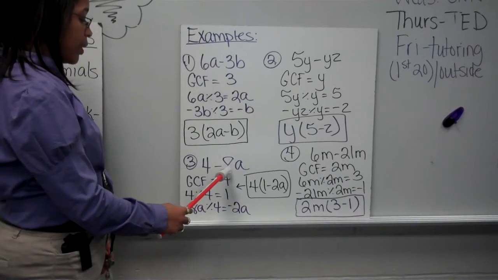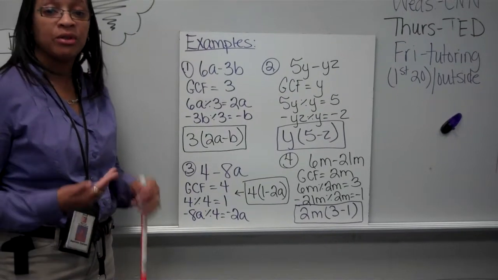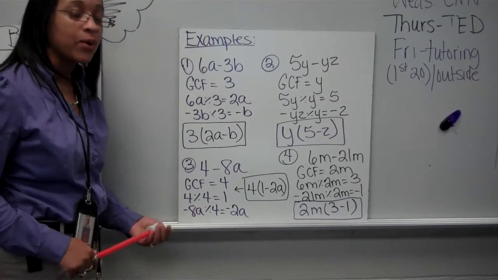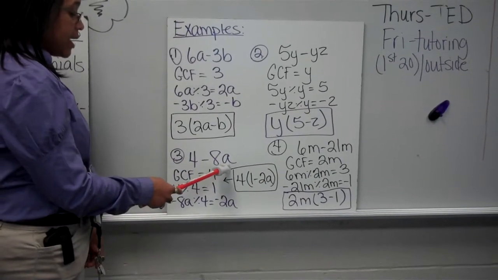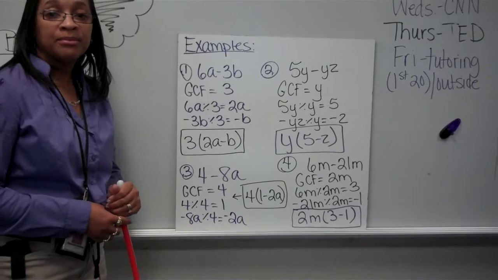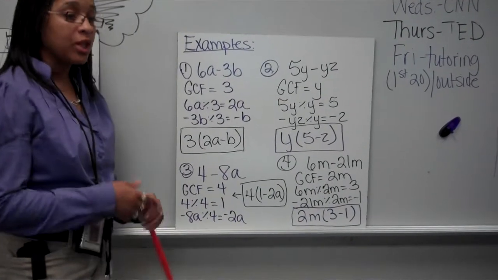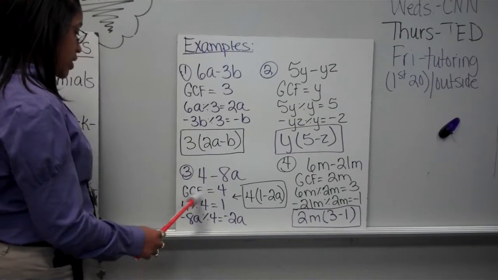What number do 4 and 8 have in common? Well, the GCF, the greatest common factor of 4 and 8, is 4. This term has no variable, it's a constant. This term has an a, so there's no common variable for these two terms. So the only thing that you can factor out is a 4. So my GCF is 4.